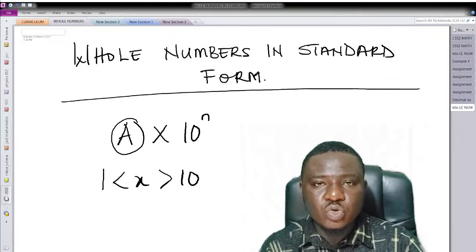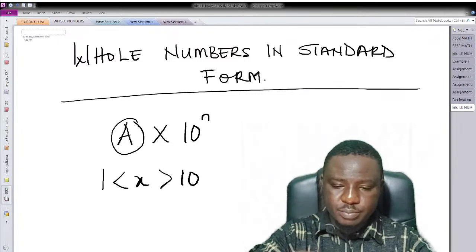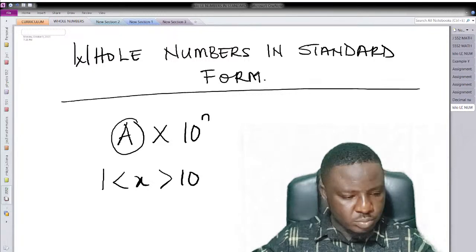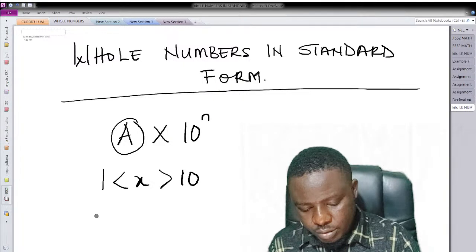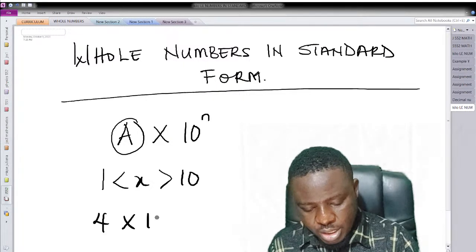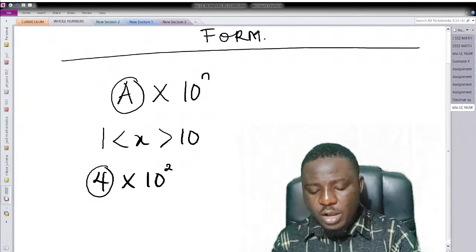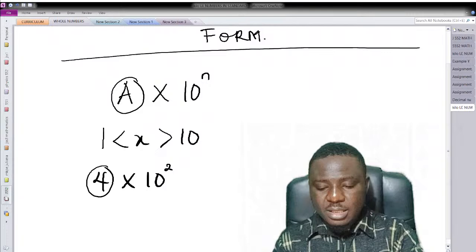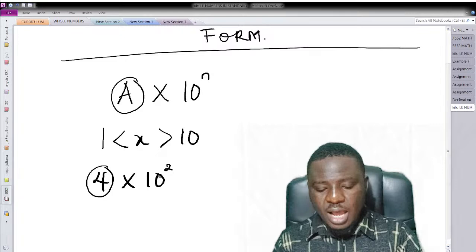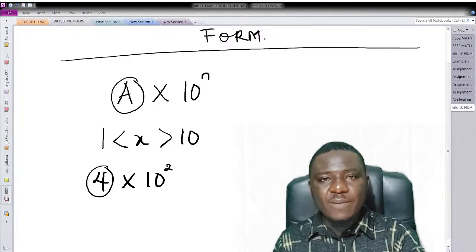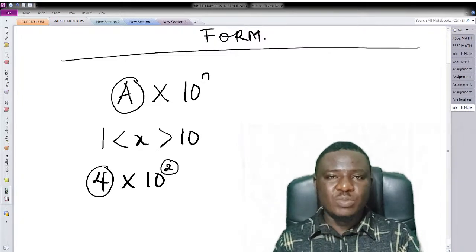And I have given you so many examples. For example, I gave you this: let's have it to be 4 times 10 raised to the power of 2. This is said to be in standard form, where 4 is a number that lies between 1 and 10, 10 is not inclusive, and n is either a positive or a negative whole number. In this case, this is a whole number, so this is said to be in standard form.